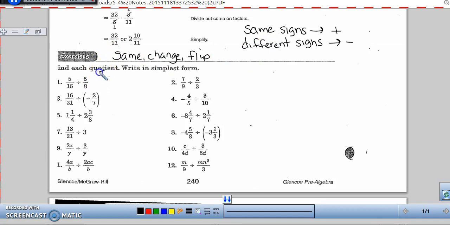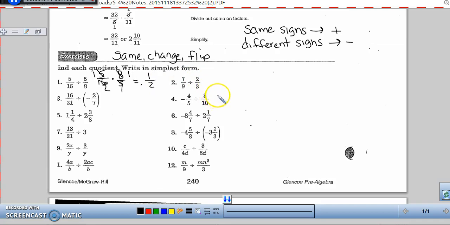The first one is 5/16 divided by 5/8. We're going to change the dividing by a fraction to multiplying by its reciprocal, so we flip it. 8/5 is the reciprocal of 5/8. We look to see if there's anything we can cross-cancel. The 5's will each cancel out and equal 1. The 8 will cancel out, equal 1. 8 goes into 16 twice. 1 times 1 is 1, and 2 times 1 is 2. Okay, no negatives to worry about.